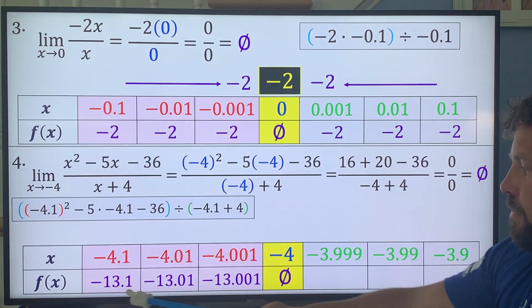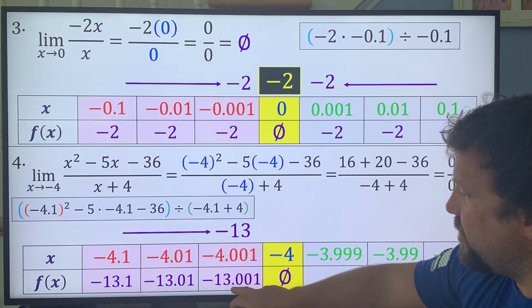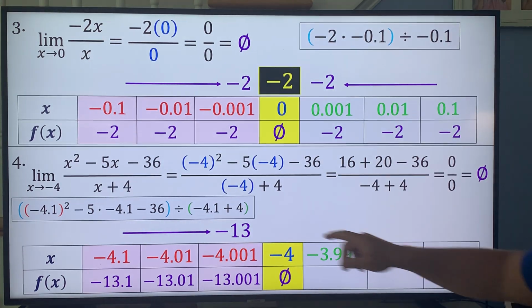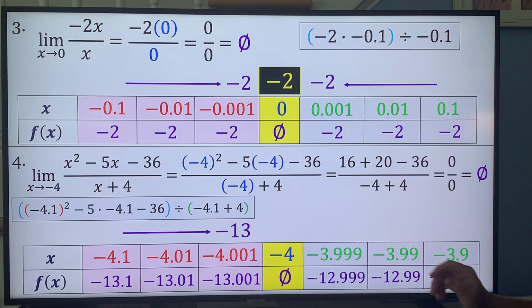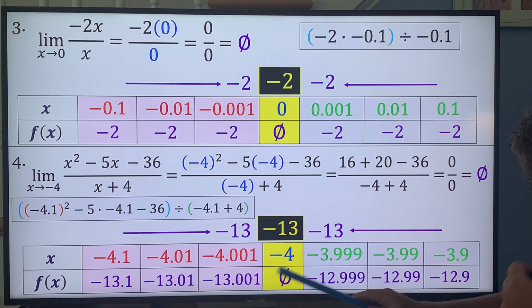So what are you approaching here? Negative 13. The next one would probably be negative 13.0001, right? All right. Take these three, plug them into that same equation. You already did it. Negative 12.999, negative 12.99, negative 12.9. Still approaching negative 13. Both answers are the same, so your answer is negative 13. That's it.